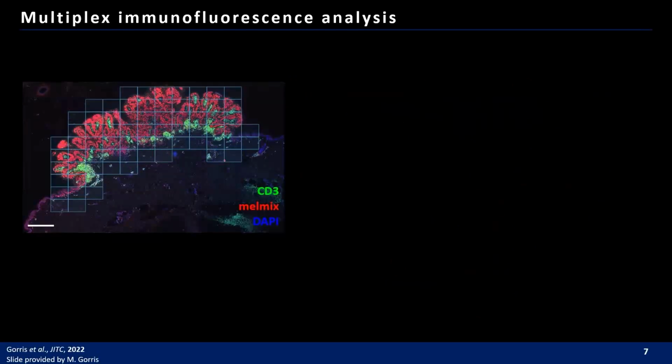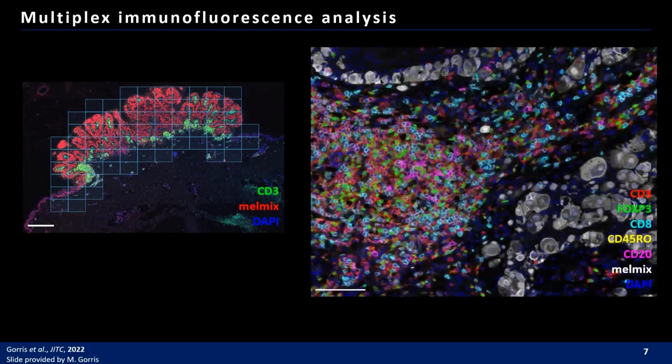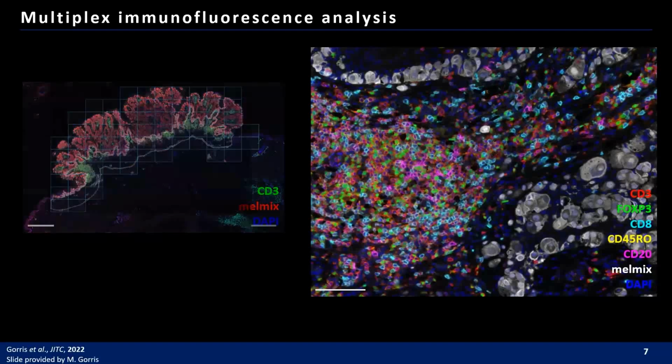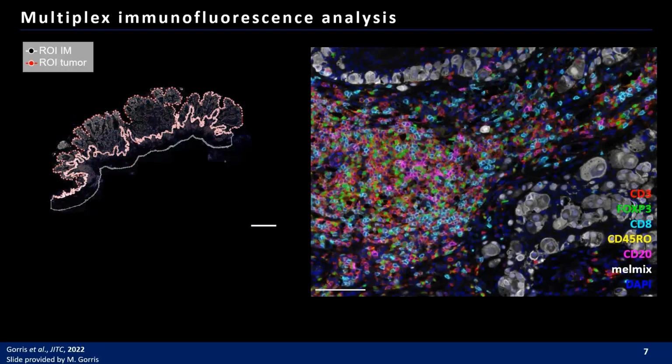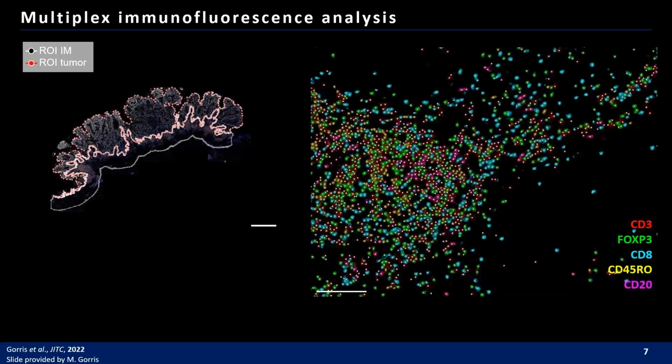Here's another example of an extensive analysis on an invasive melanoma tissue sample, in which the same lymphocyte panel staining was performed. In this case, the regions of interest, the tumor and its invasive margin, were manually selected on scanned tissues, and the lymphocytes contained in each region were again identified based on the marker expression using the same machine learning algorithm I mentioned on the previous slide.